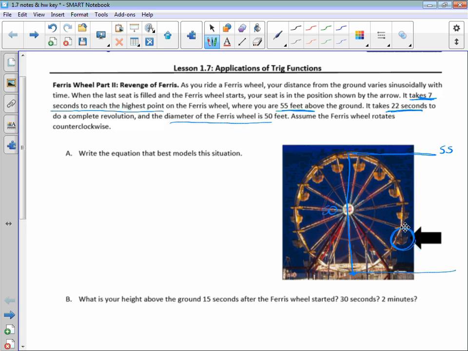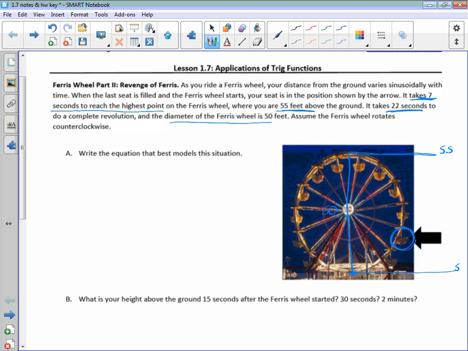Not at 0. 5, right? Because the highest point it goes is 55, diameter is 50. And does that make sense? You're 5 feet off the ground? We don't really want to be right on the ground because then you're crashing every time the Ferris wheel rolls in. That's not good. We don't want that.